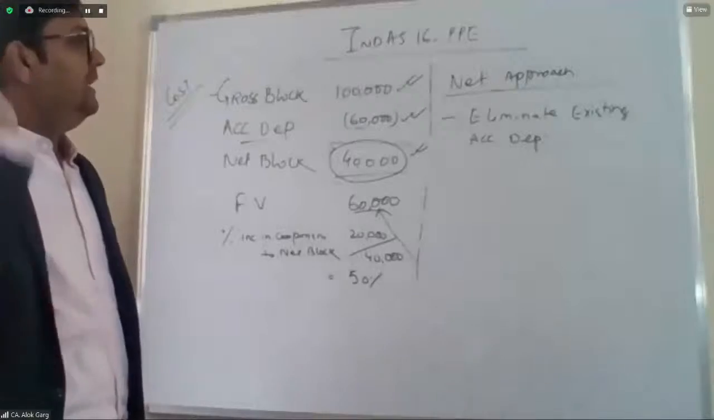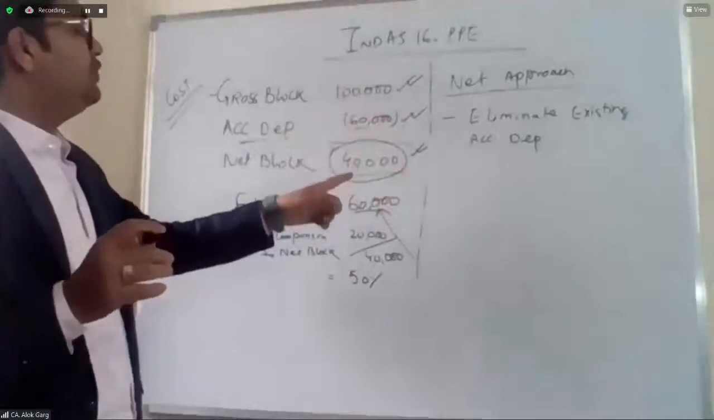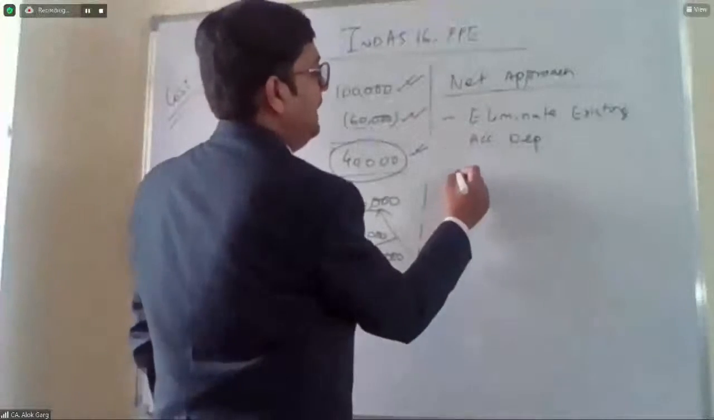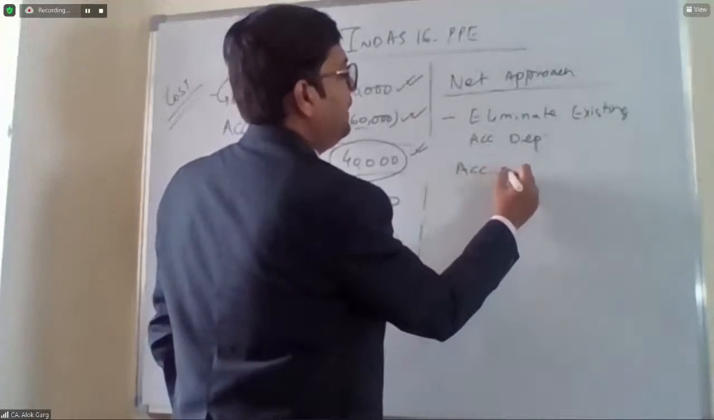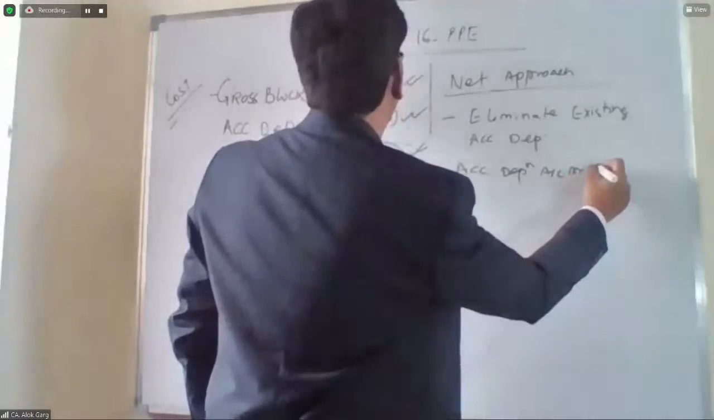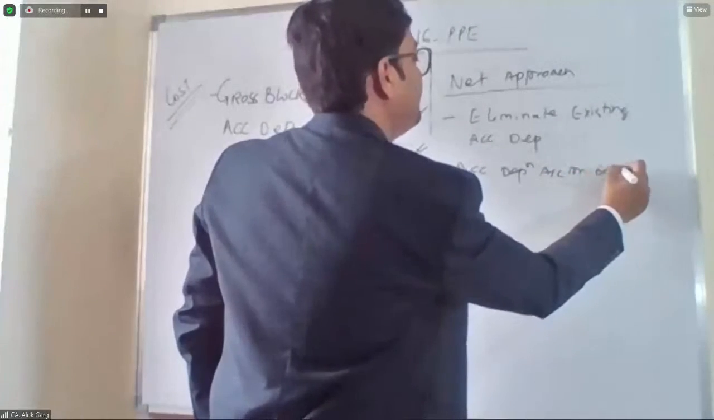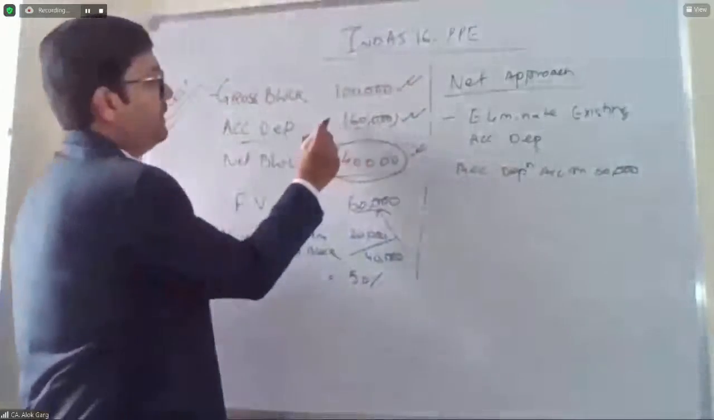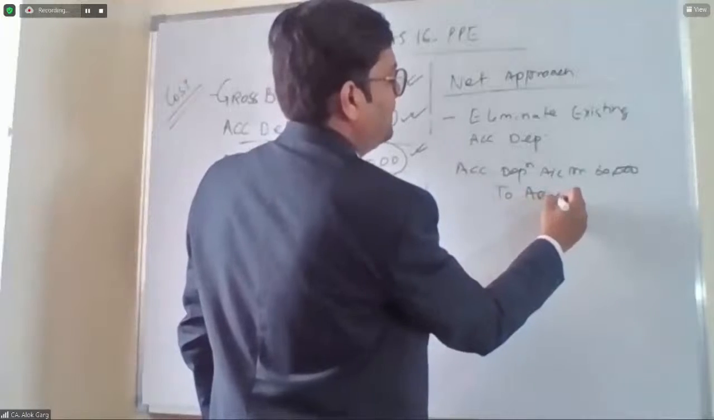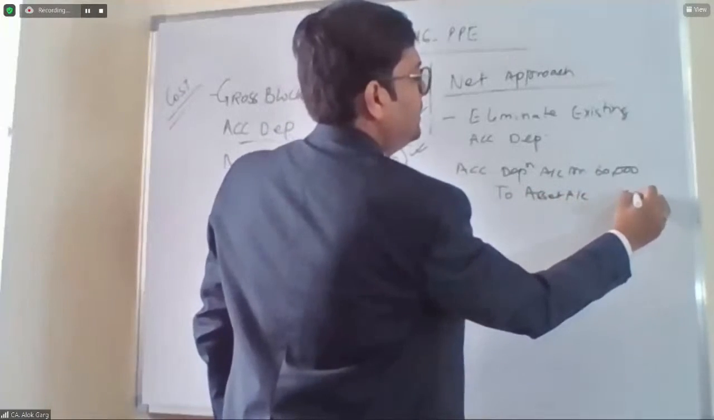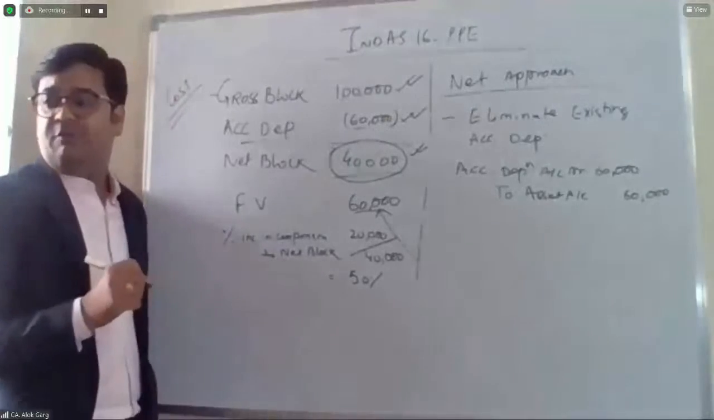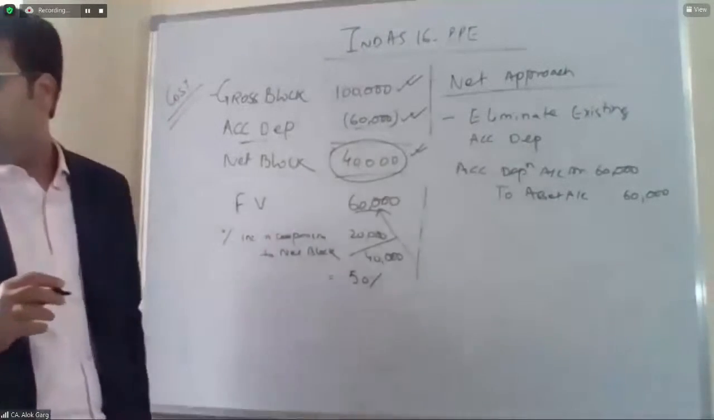So in this case, if we eliminate existing accumulated depreciation, what will be the value of the asset? We will do an accounting entry: accumulated depreciation account debit, by how much amount? The total accumulated depreciation is 60,000, to asset account 60,000.